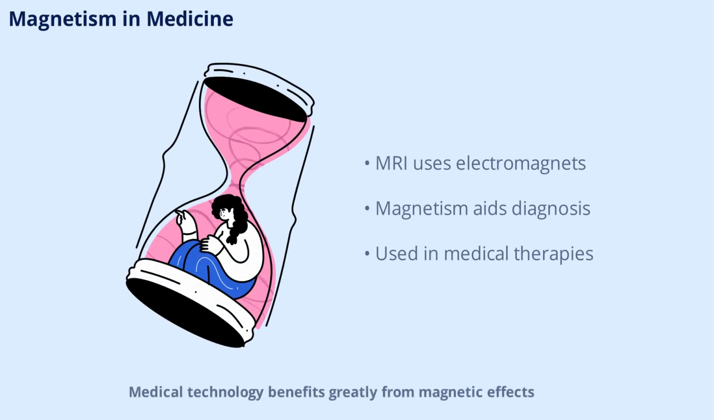Medical technology benefits greatly from magnetic effects. MRI machines use powerful electromagnets to create detailed images of the body. Electromagnetic fields are also used in therapies and diagnostic tools. Understanding how magnetism interacts with biological tissues helps doctors diagnose and treat illnesses more effectively.